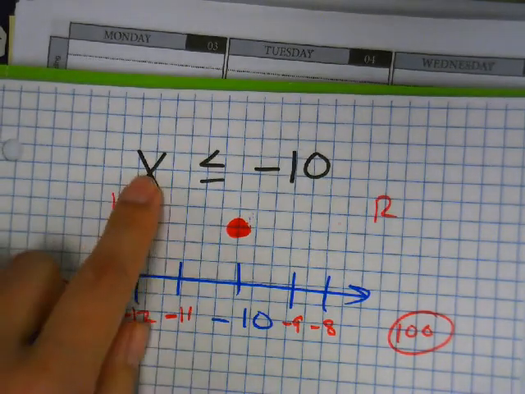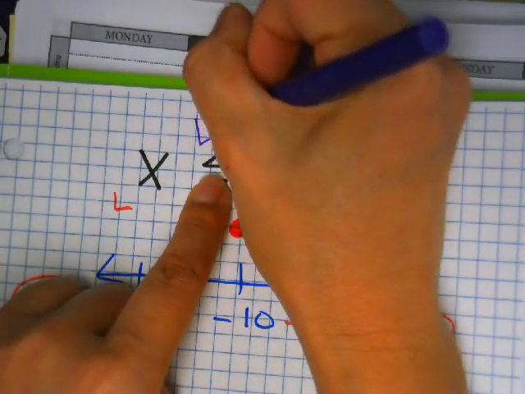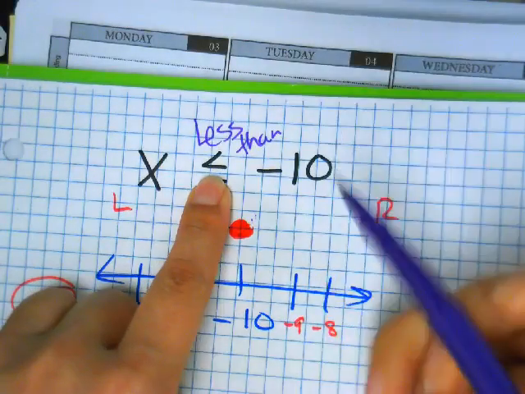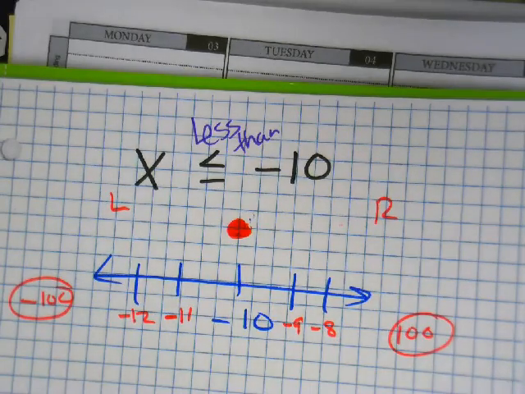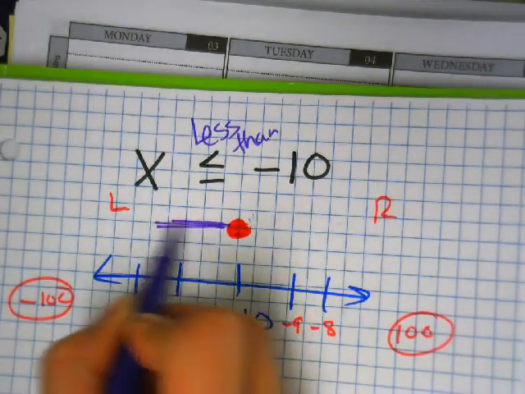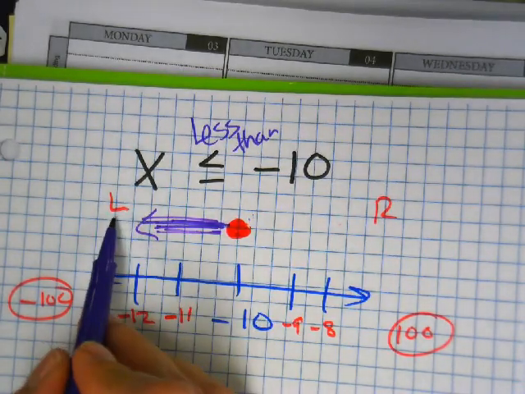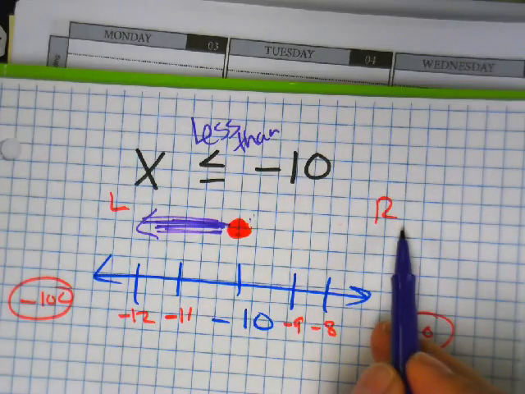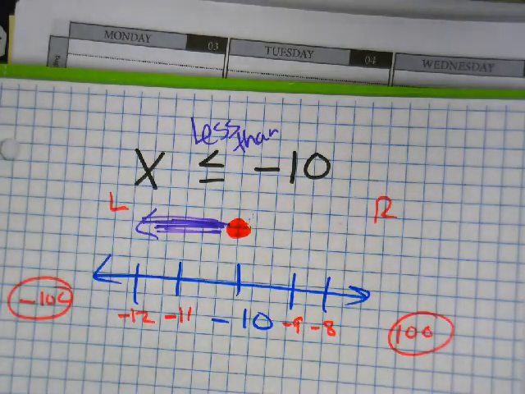I'm looking for numbers that are, what do you call this? Less than. These are less than. So I'm looking for numbers that are less than. Which side, the left or the right, has numbers that are less than the 10? Left. This side has the numbers that are less. This side has the numbers that are higher, greater. So if it's greater, you're going to shade this way. If it's less, you're going to shade to the left.